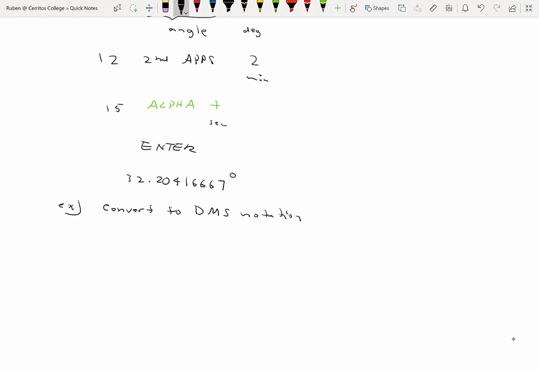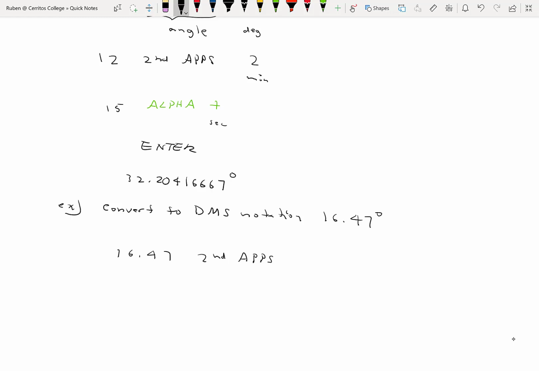And the angle is going to be, let's say, 16.47 degrees. That'll work. This is easy. There's only one thing to do here. We would push 16.47 second APPS. Again, that accesses the angle features in your calculator.